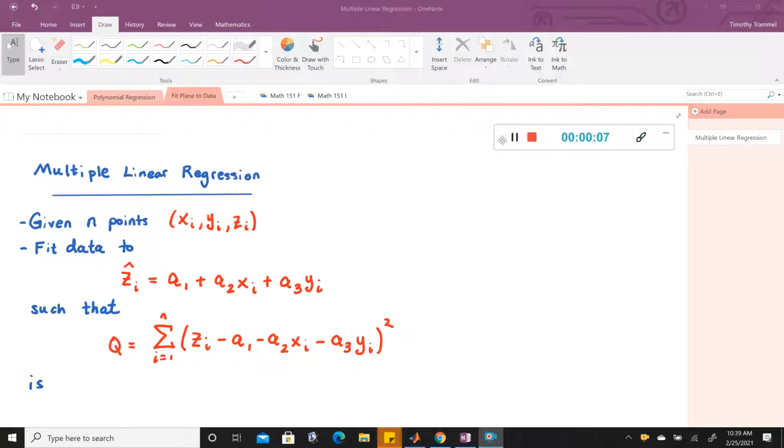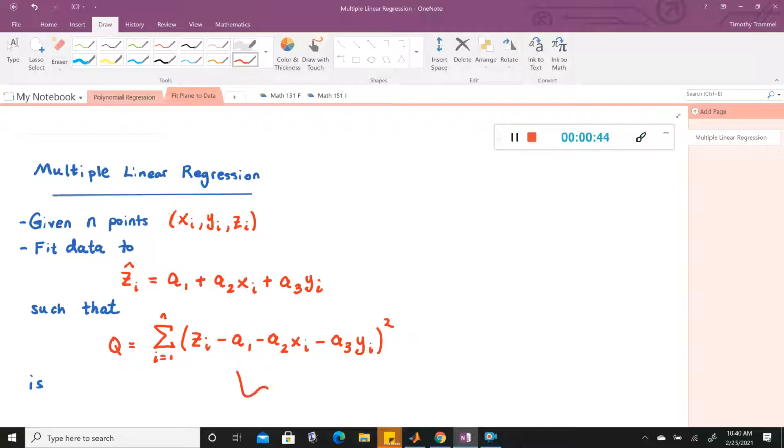Today we're going to learn how to fit a plane to a data set. What we have here is points x, y, z. We have an extra coordinate here now. And we have this plane, which is going to be defined by three different constants. A1 will be the constant, A2 will be the constant attached to x, and A3 will be the constant attached to y.